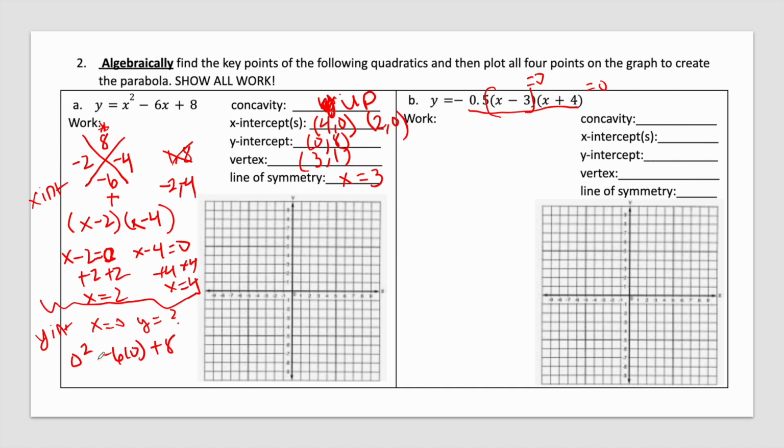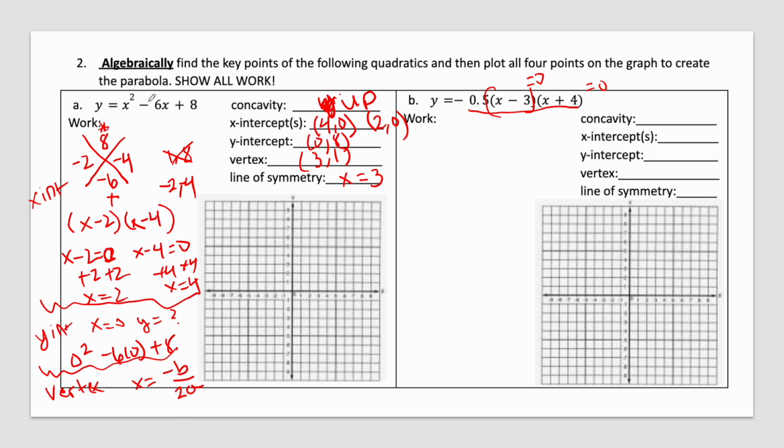Our vertex, which also helps us to find the line of symmetry. To find the vertex, to find the x value, you want to use -b over 2a, so it's a formula.